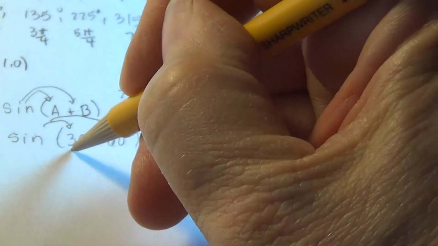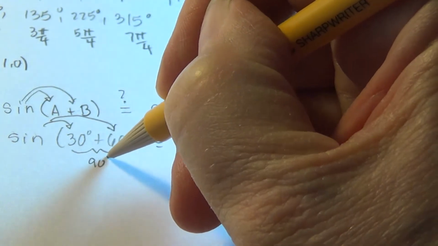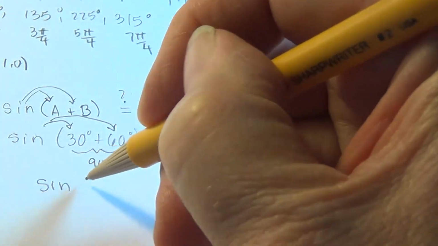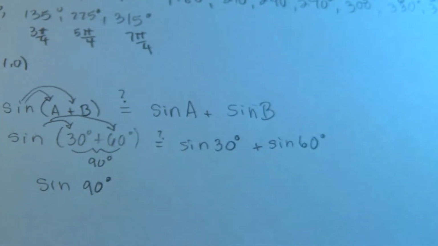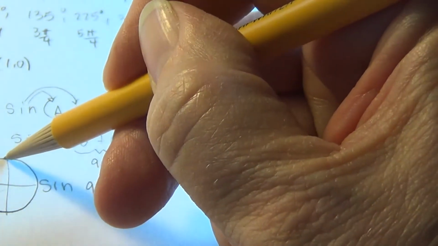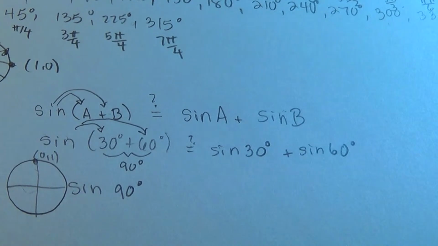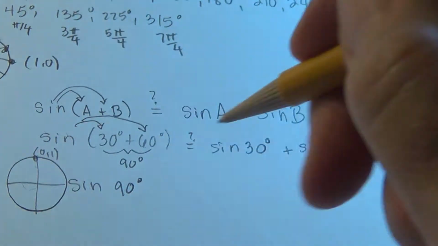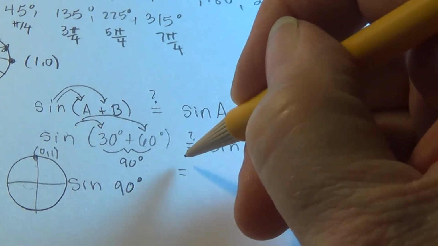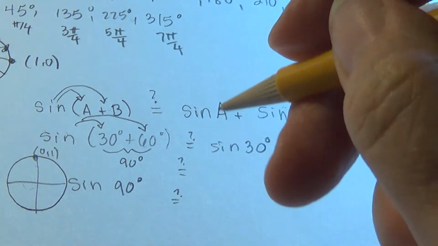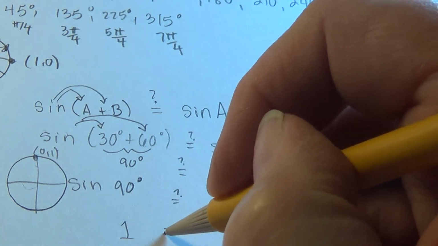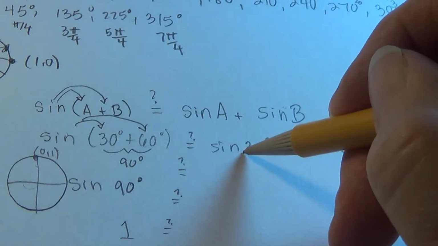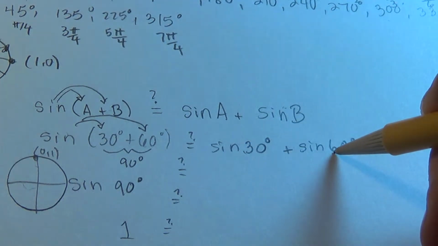So sine of 30 plus 60 is 90. So we know what sine of 90 is. Sine of 90 would be this point on the unit circle over here. So little monkey math, 0, 1 there. So the second coordinate is 1. So we have on the left side, sine of 90 is 1. And we're wondering if that's going to be equal to the sine of 30 plus the sine of 60.